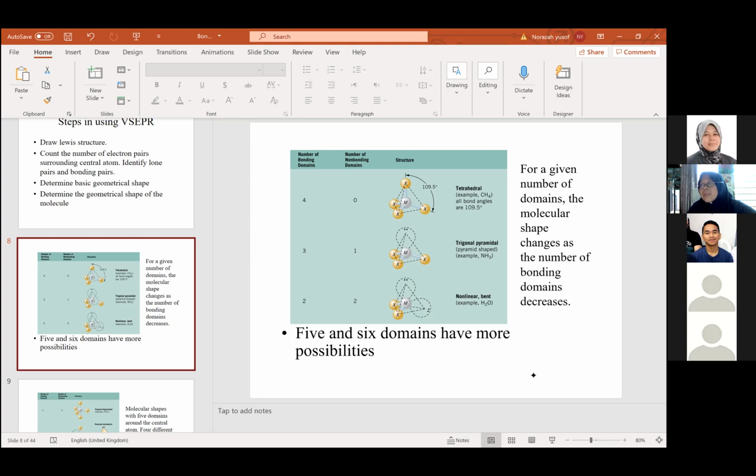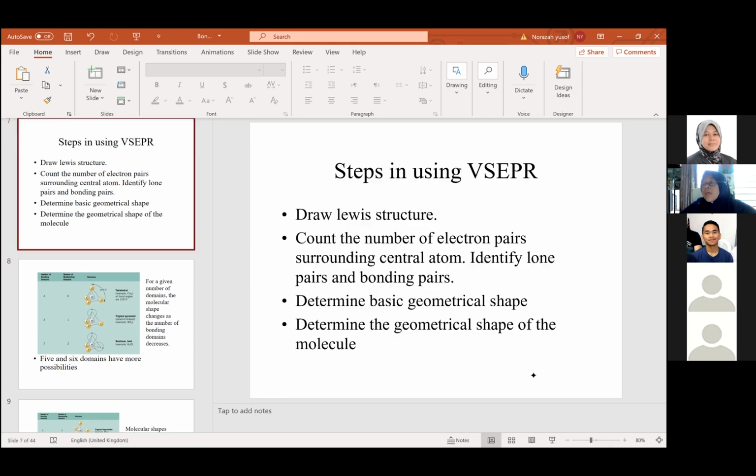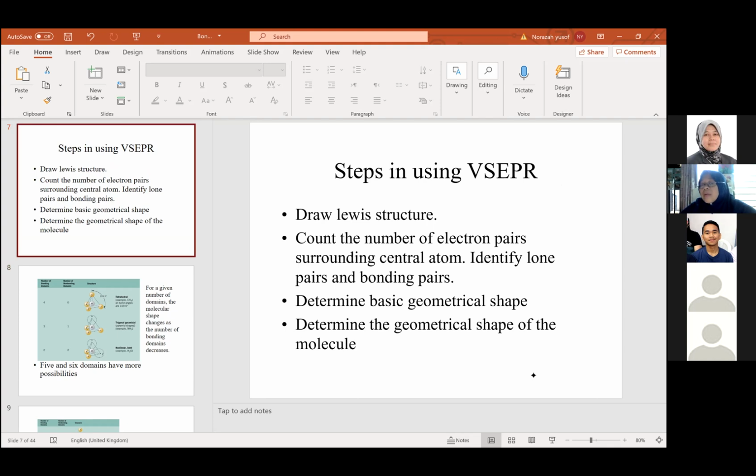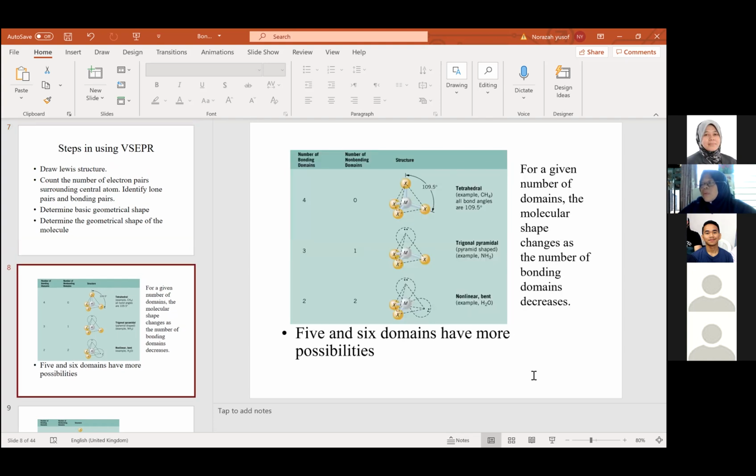We have discussed the steps in using VSEPR. You have to draw the Lewis structure. That's why the Lewis structure is very important. But the Lewis structure is 2D, it is not 3D. When it comes to VSEPR, we are talking about molecular geometry, which is now in 3D form. So back to the example of NH3.